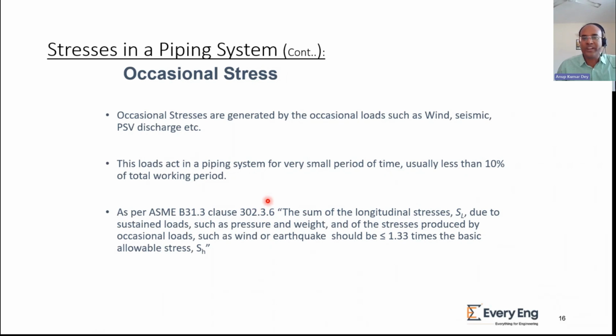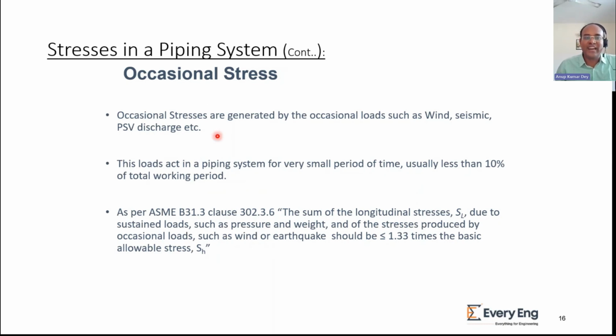And clause 302.3.6 says that the sum of longitudinal stresses SL due to sustained loads such as pressure and weight, and of the stresses produced by occasional loads such as wind and earthquake. So here you can see that we have to calculate the stress due to sustained load, plus we have to add the occasional stresses, meaning whatever stress is generated because of the occasional load. We have to add both, and then compare with the allowable value, which is 1.33 times the basic allowable stress. In sustained, the allowable was only SH, now it is increased to 1.33 times SH.